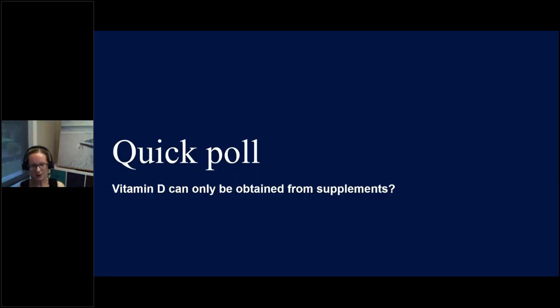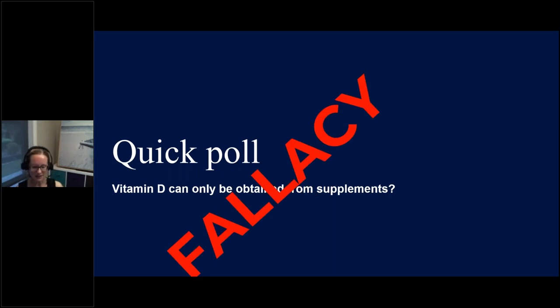So if we go back to our poll, and vitamin D can only be obtained from supplements, it sounds like a majority of people are onto this one already, but it definitely is a fallacy. So yes, we can obtain vitamin D from foods. We can obtain vitamin D also from being out in the sun, plus the supplements as well.